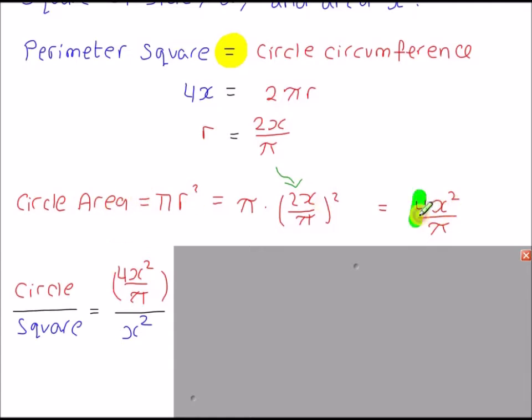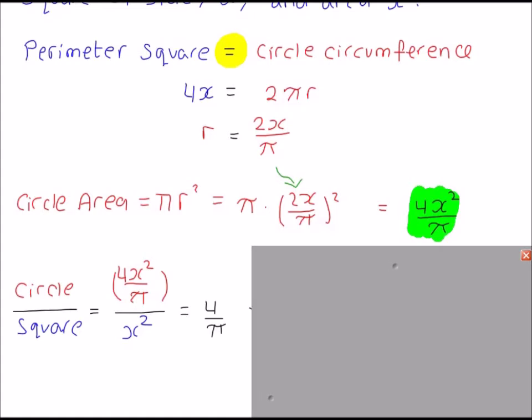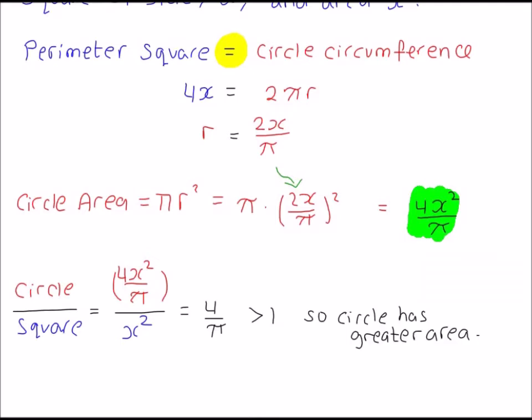So the circle area is right there, and I'll put that in here. The square is just x squared. Okay, we simplify, and 4 divided by pi is a value that's greater than 1. So the circle has a greater area than the square.